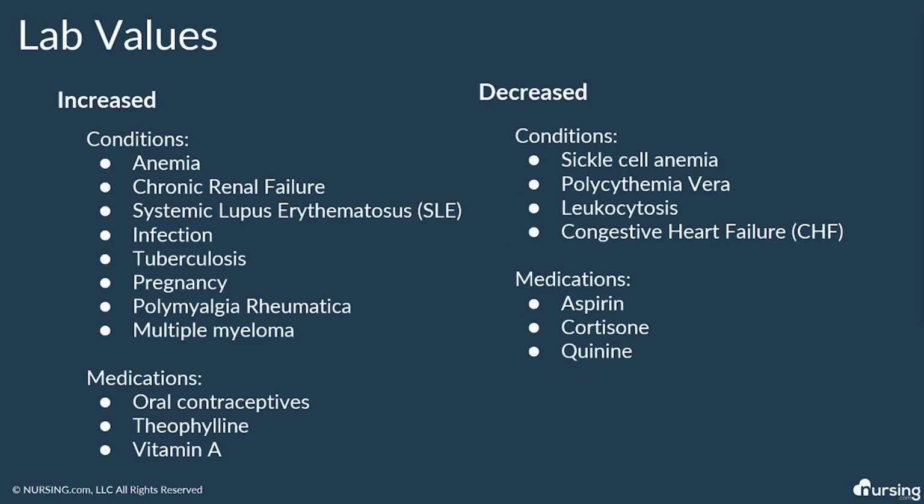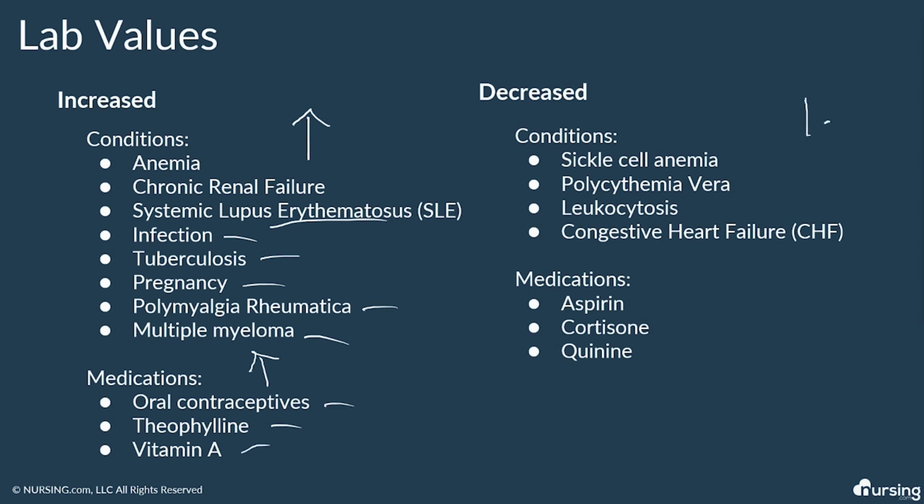When lab values are increased, it's in conditions such as anemia, chronic renal failure. We talked about our autoimmune diseases and infection. It can also be increased in tuberculosis, pregnancy, polymyalgia rheumatica, and multiple myeloma. Certain medications can also cause an increase in the ESR, like oral contraceptives, theophylline, and vitamin A.